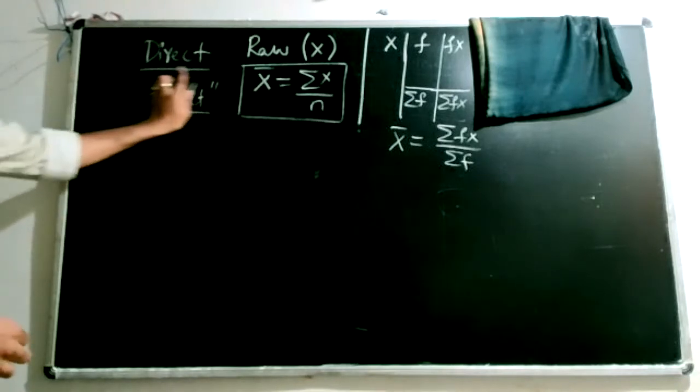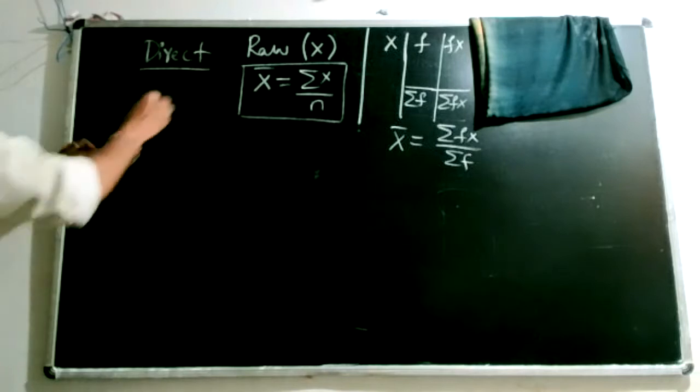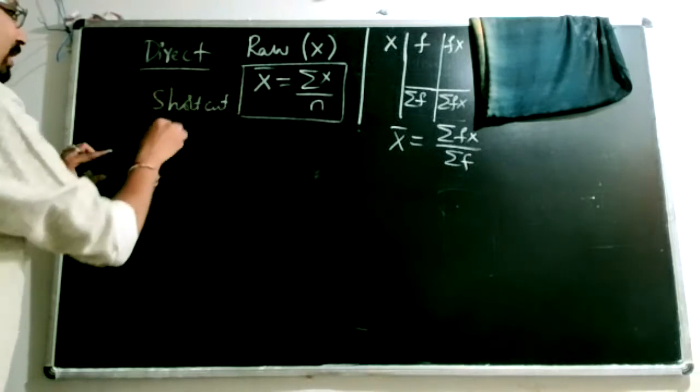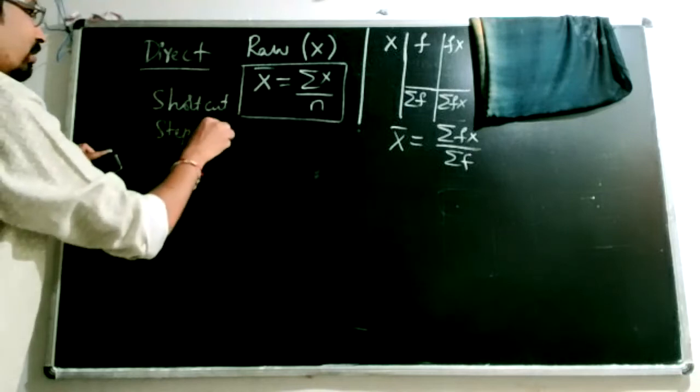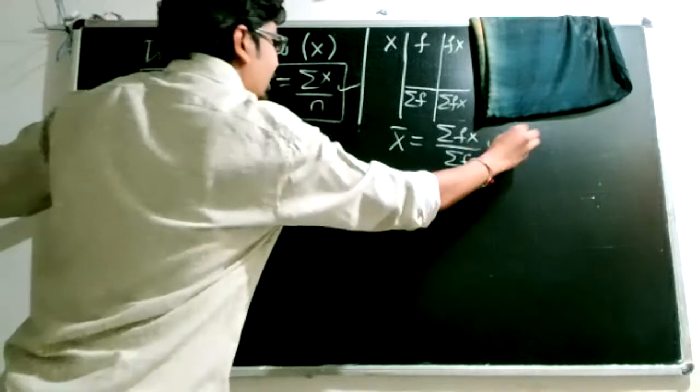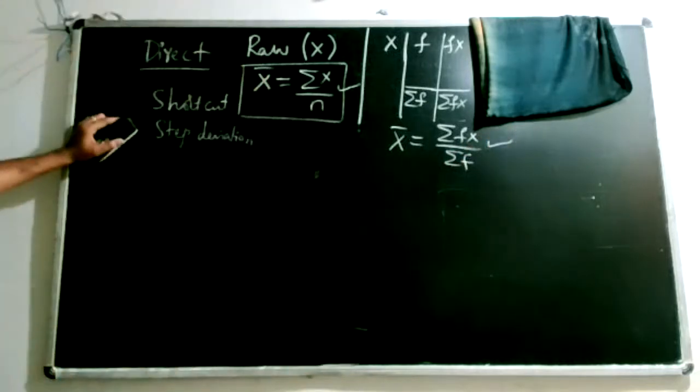Even if you come across any method like the step deviation method or shortcut method in the particular book you have downloaded, you need not worry. Just look into the formulas: x bar is equal to sigma x by n, and x bar is equal to sigma fx by sigma f.